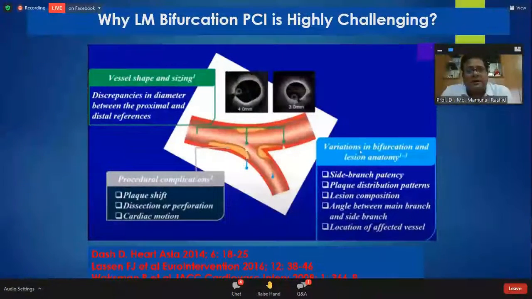Why is left main bifurcation PCI challenging? There is vessel shape and sizing. There is a discrepancy in the diameter between the proximal and distal reference, and procedural complications like flap shifting, dissection, and perforation are common, along with variation in the bifurcation and lesion anatomy. The side branch patency, plaque distribution pattern, lesion calcification, angle between main branch and side branch, and so on should all be considered.